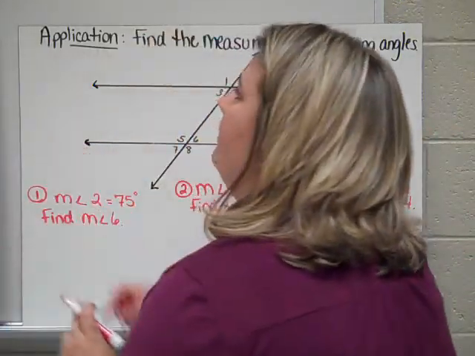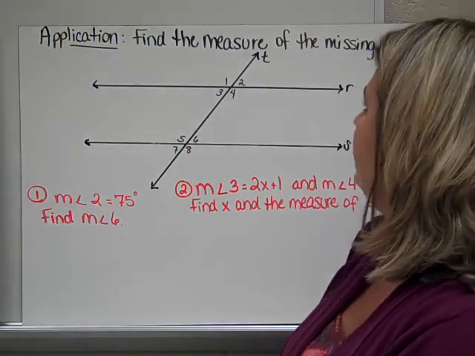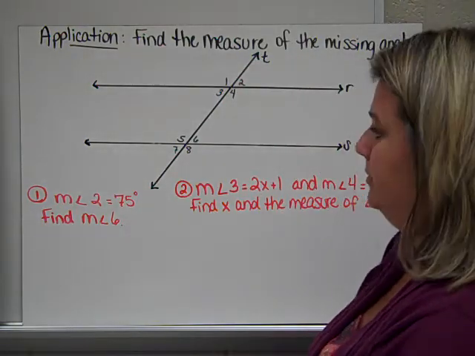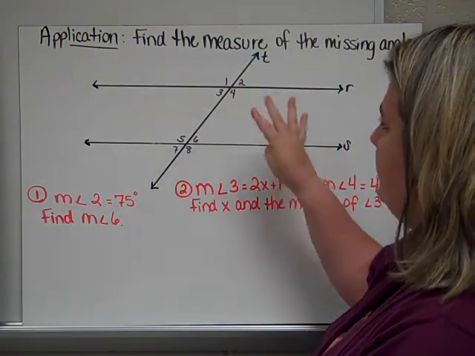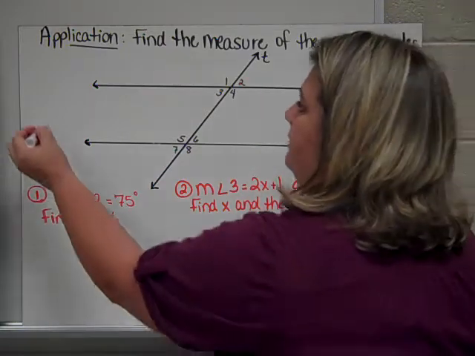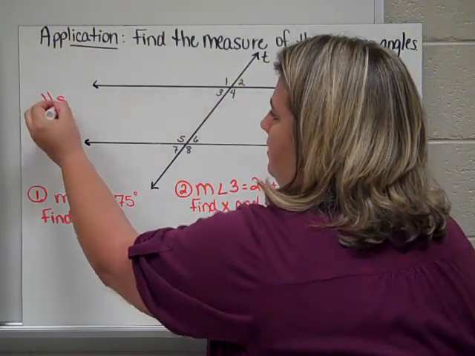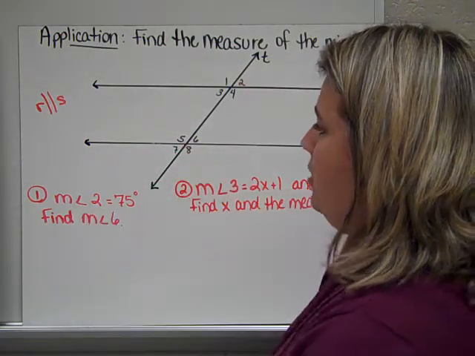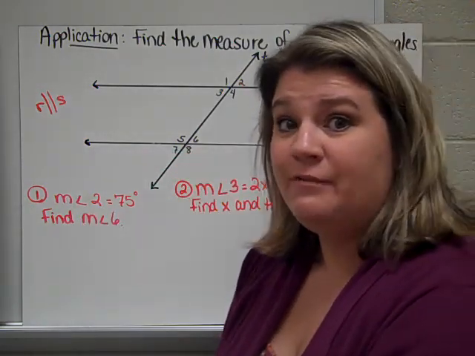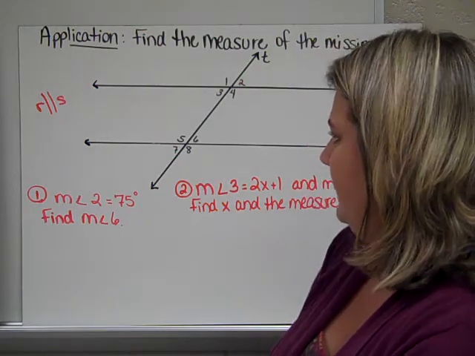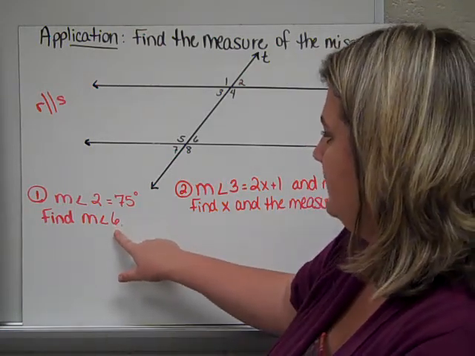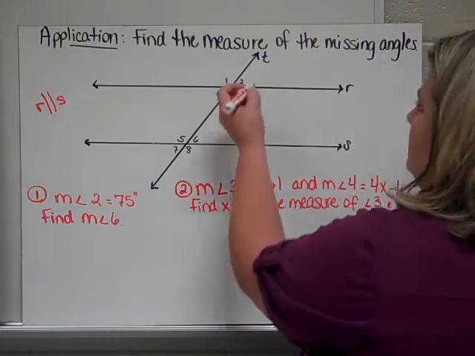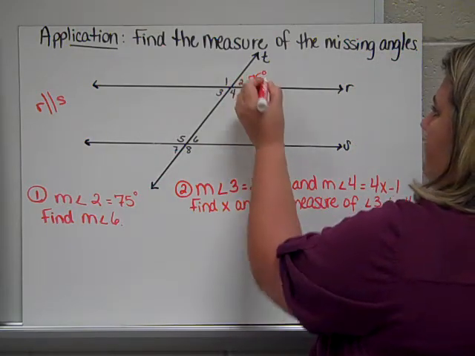So let's do a little bit of application. Finding the measure of the missing angles. Okay. So same type of setup. I have my parallel lines. I do have my transversal. Okay. So for number 1, the measure of angle 2 is 75 degrees. Find the measure of angle 6. Well, here's angle 2. I know that this one is 75.